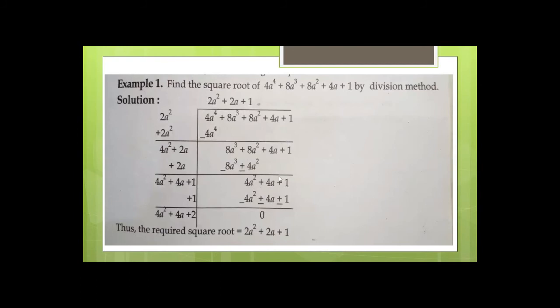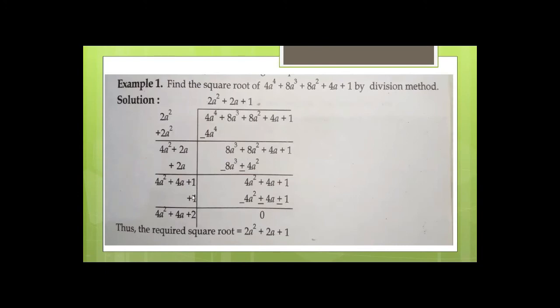Again, this is the remainder. What you will do, you will divide this first term with this first term. 4a square, when divided by 4a square, you will get 1. So write 1 again 3 times: 1, 2, 3. Here add 4a square as it is, 4a as it is, 1 plus 1 will become 2.